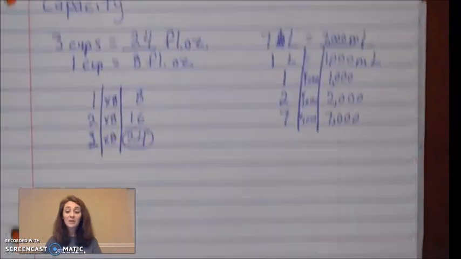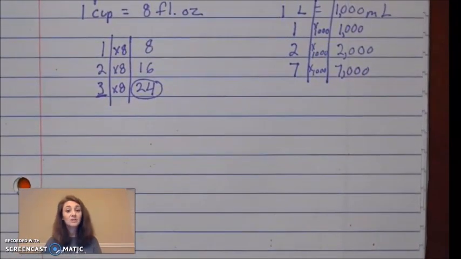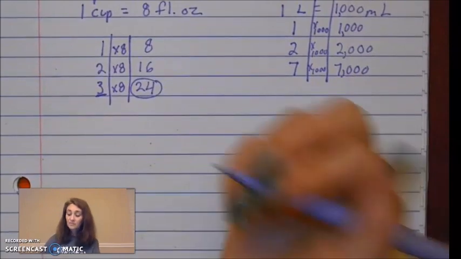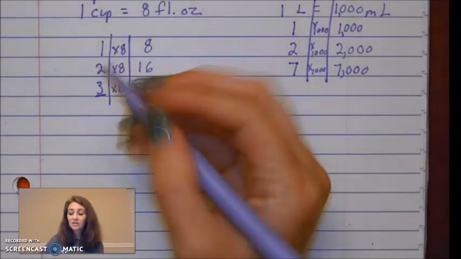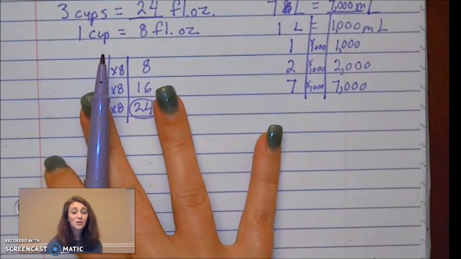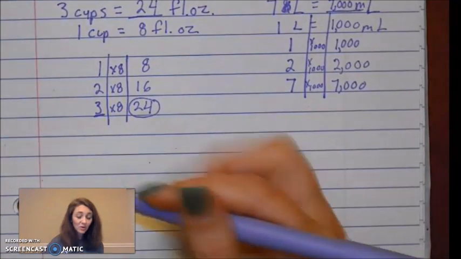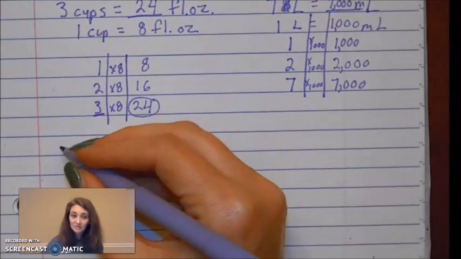Okay, now I'm going to move my paper up, and we're going to do some that are from small to big. So I want to show you that a unit, whether the unit is big or small, depends on the unit you're comparing it to. So we're going to use cups again. This time we're going to use 24 cups.